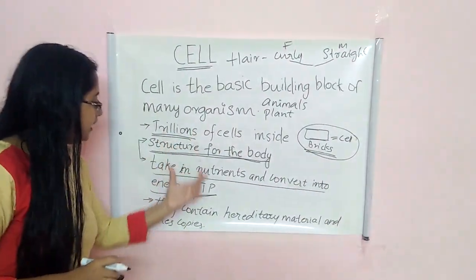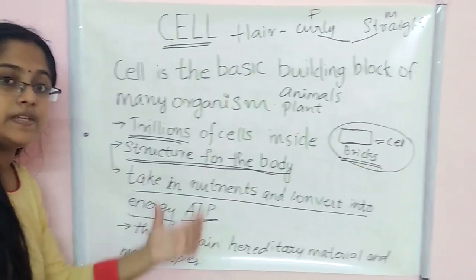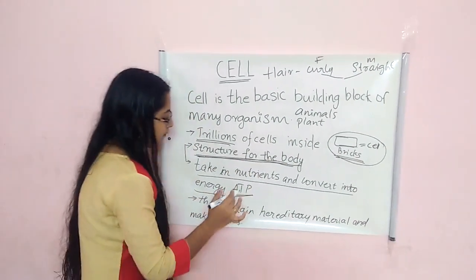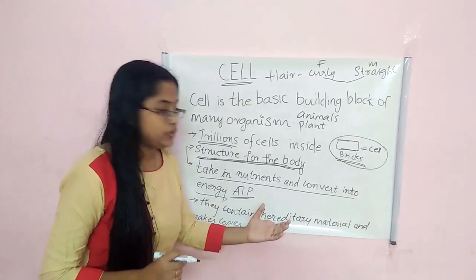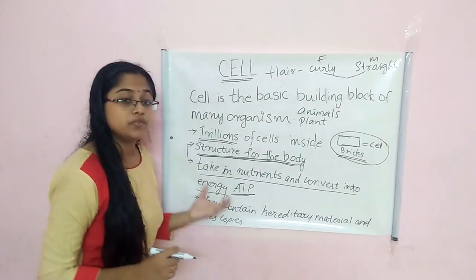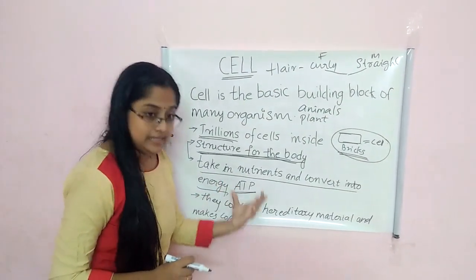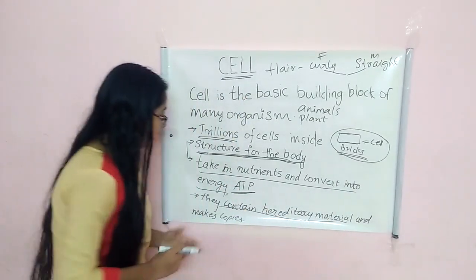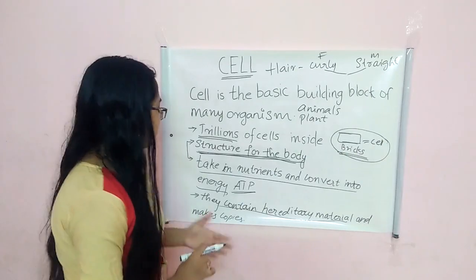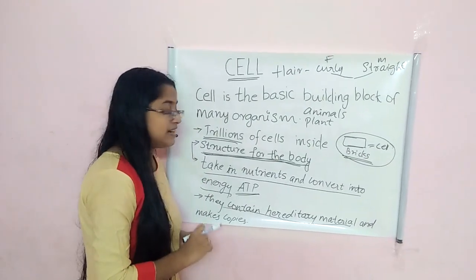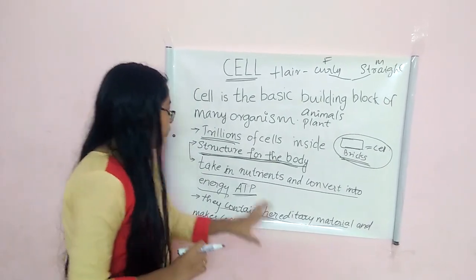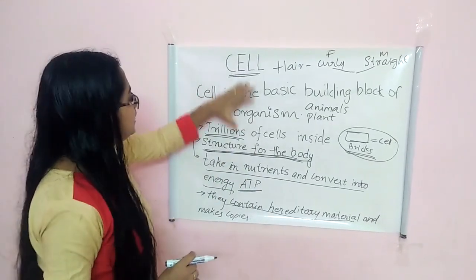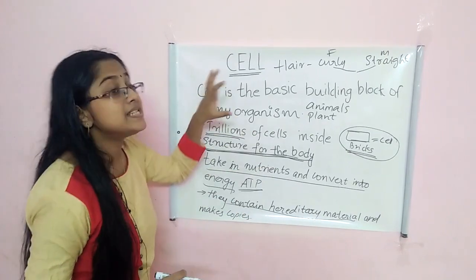So these are the three main functions of a cell. First, they provide a structure for the body. Second, they take in nutrients and convert them into energy, that is ATP. Third, they contain hereditary material and make copies. This comes under DNA transcription, and we can study it in detail in future lectures. So this is the first part of what a cell is.